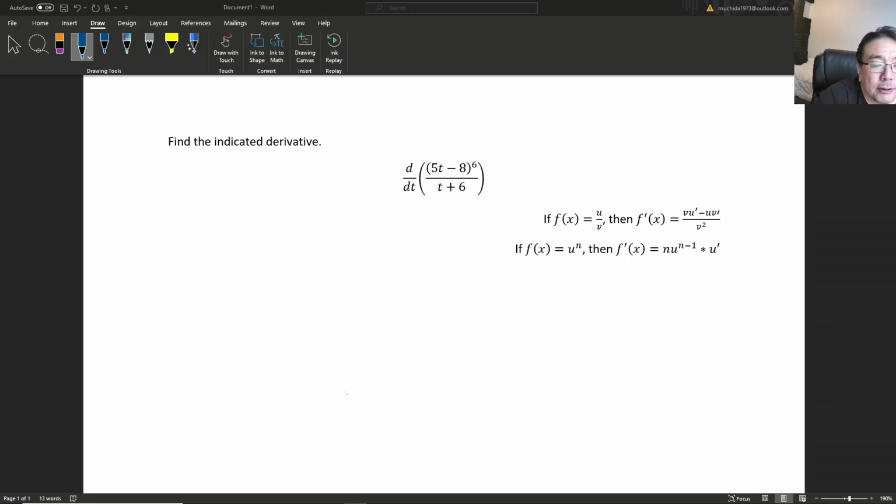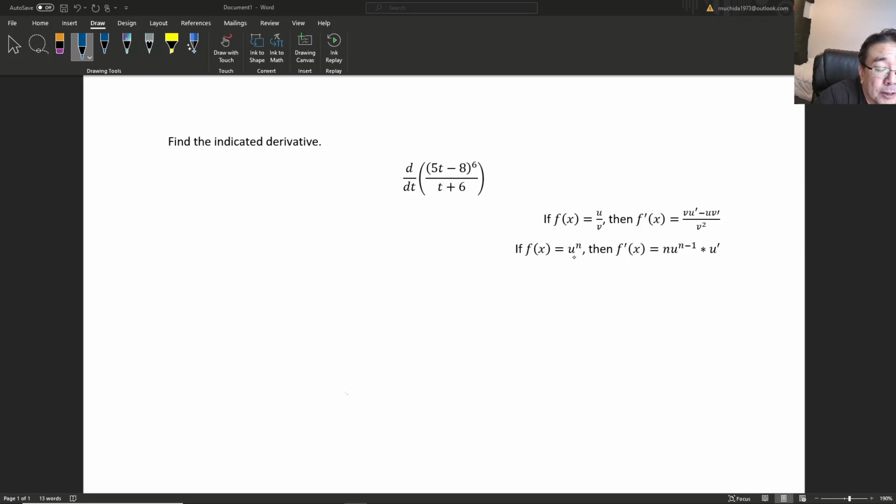So just a reminder of the quotient rule: if you have a function, let's call it u over v, then the derivative of that is the derivative of the top times the bottom minus the top times the derivative of the bottom, all divided by the denominator squared.